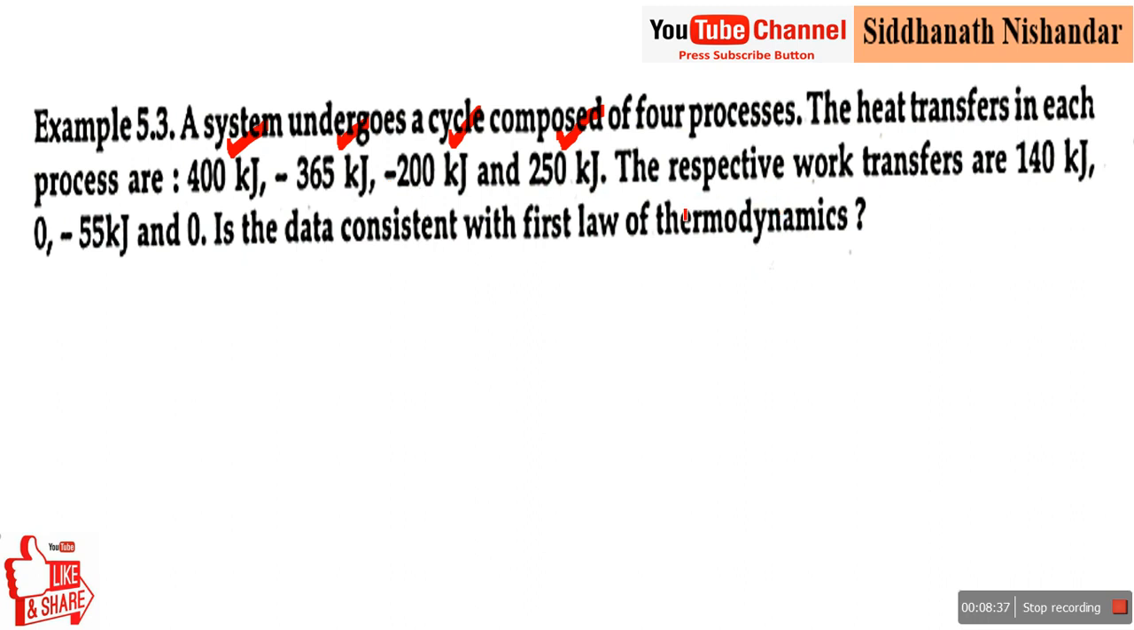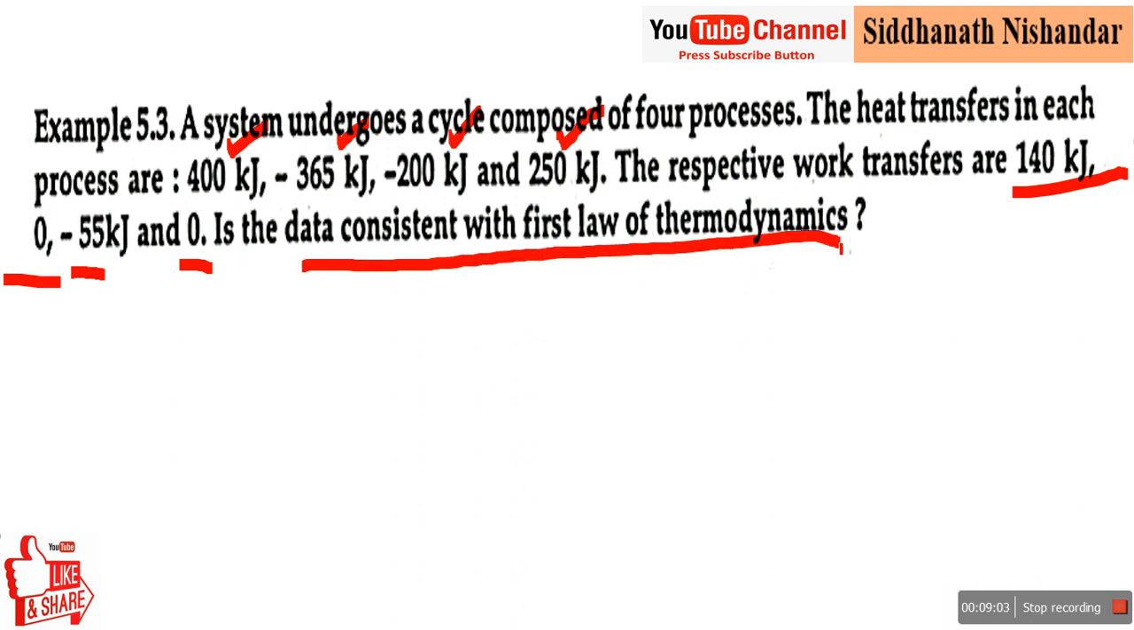At the same time, the respective work transfer from the system is 140 kilojoule, 0, minus 55 and 0. We know that heat and work are transformable phenomena. If you add heat, it produces work; if you give work, it produces heat. Heat and work are mutually convertible into each other. So from this data, we have to justify whether the cycle follows the first law of thermodynamics or not.